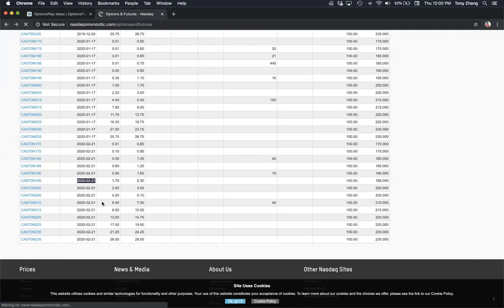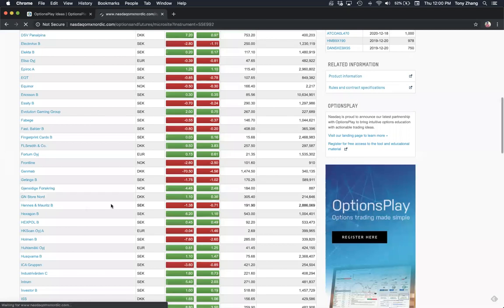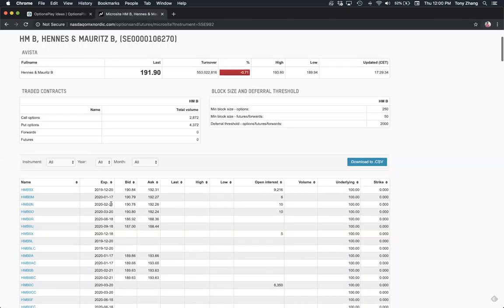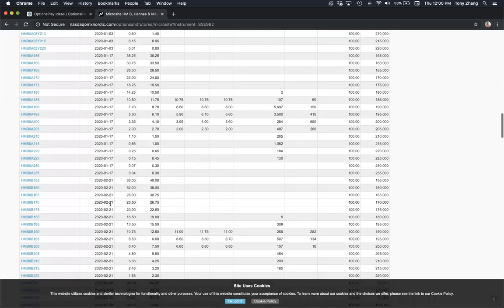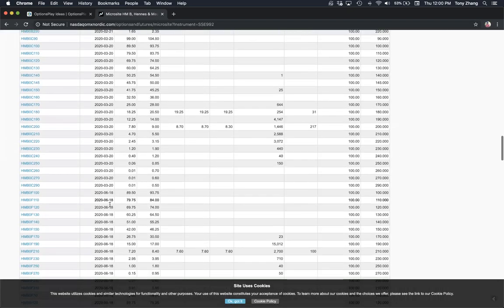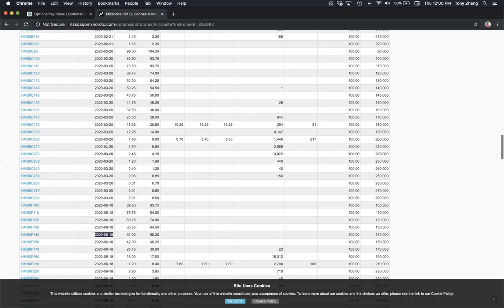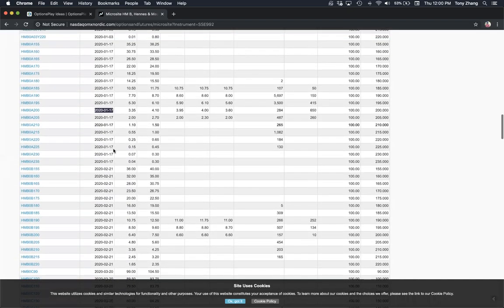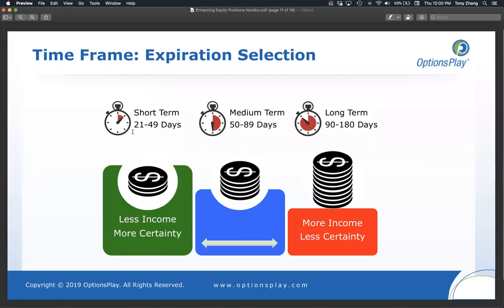And then if we go out, let me see if I can find a stock that has further. Let's look at H&M that has more strikes that are listed. If we look at H&M, you'll see listings from December out to January, out to February, out to March, out to June. June would be what I would consider long-term. March would probably be something more medium-term. And then January, February are more short-term, okay? So what you have is you can choose from short, medium, or long-term options.